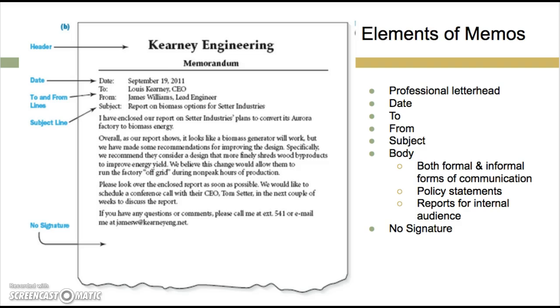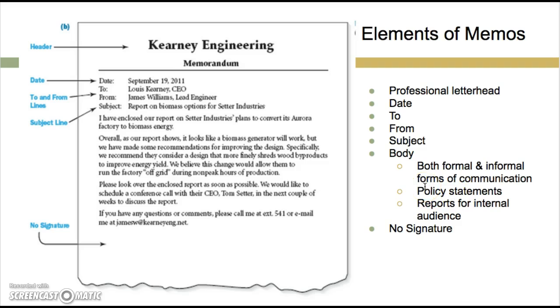Here's an example of that. So you can see here's the letterhead up here. Then we have our 4 lines here, the date, the to, the from, and the subject. And notice that the subject should be something that's specific so that the reader knows exactly what this memo is going to discuss. In the body of the memo, the communication form could be formal or informal. Again, it depends on the purpose and the reason why the memo is being created.